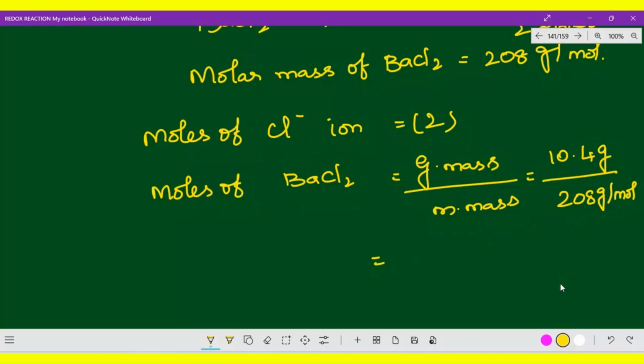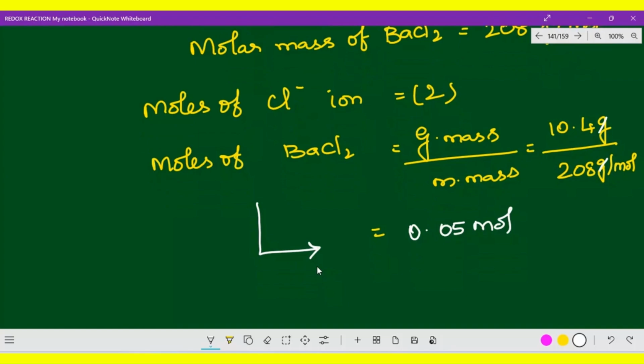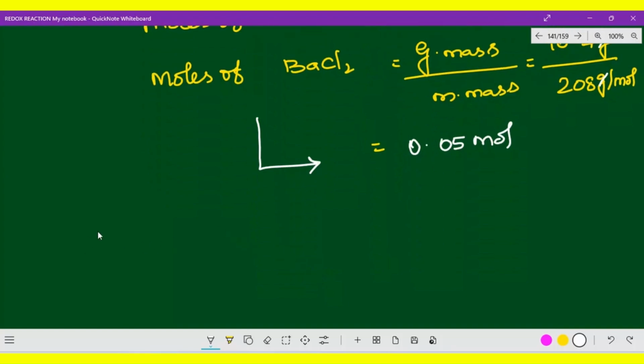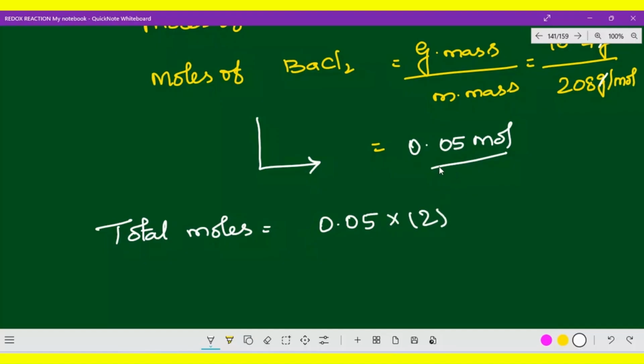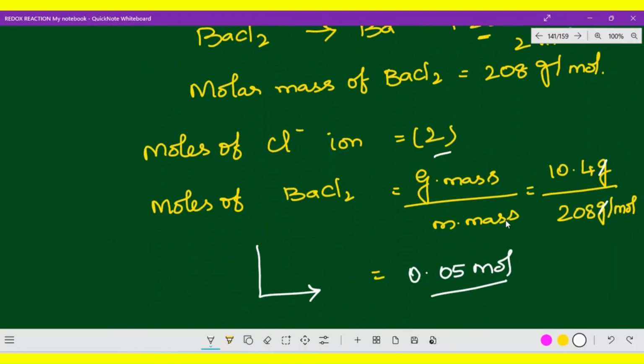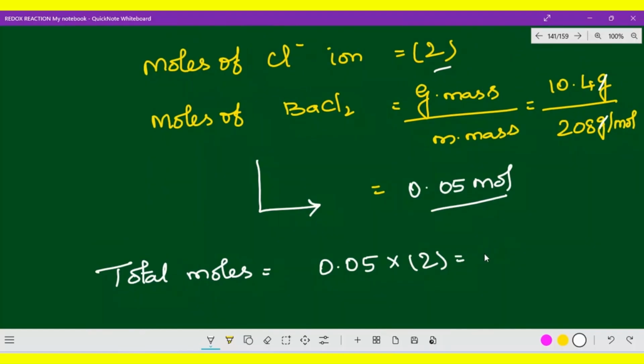Here grams cancel. So how much will you get? 0.05 mole. So moles of BaCl2 is 0.05 mole. Now we got it. Now you have to identify the total moles. What is the total moles? It is the BaCl2 moles and the Cl minus ion, 2Cl minus ion. So that is 0.05 into 2, because we got it from Cl minus, and how many Cl minus? It is 2. So you will get 0.1 mole.